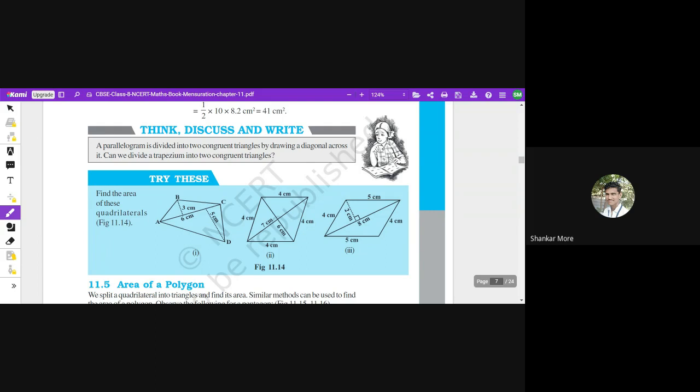H1 plus H2 is, tell me how much? H1 plus H2 is 4. Yeah, 2 plus 2. D is 8. 4 into 8 is 32, and 32 divided by 2 is 16. Yeah, correct. Very good and very fast.